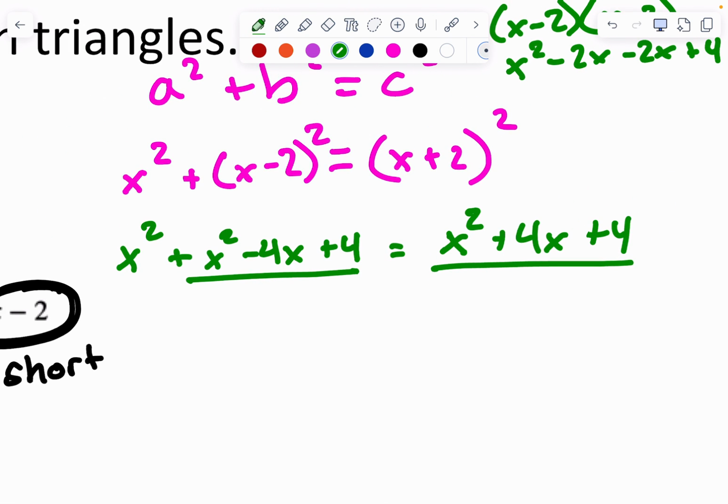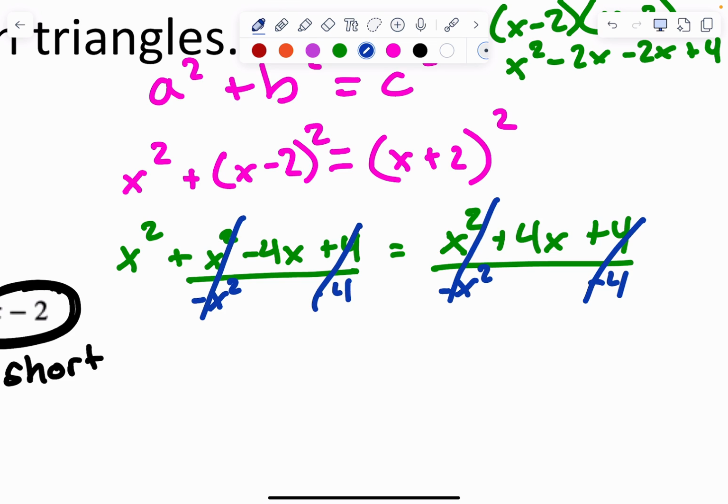The 4's do cancel if you subtract 4 from both sides. Also, if I subtract this x squared and this x squared, that will cancel, if I want to. That'd be fine. So now I have x squared minus 4x equals 4x. Now what shall we do? I'm going to subtract 4x.